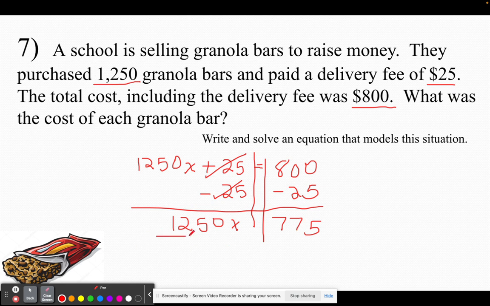So next, I need to divide both sides by 1,250. 1,250 divided by 1,250. And assuming I did my calculating correct, each granola bar is 0.62 or 62 cents. A good deal for granola bars.